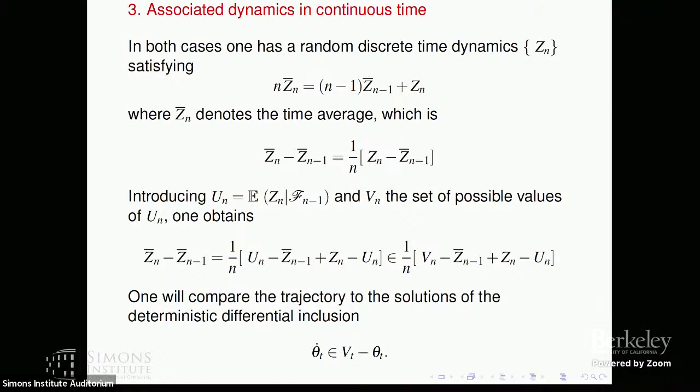This is included in 1 over n times Vn minus the average, because Vn is the set of possible values of U. And this will be a noise, because it's a random variable minus its conditional expectation. Then we will compare the trajectories of this average to the trajectories induced by the differential inclusion, theta dot belongs to Vt minus theta t.